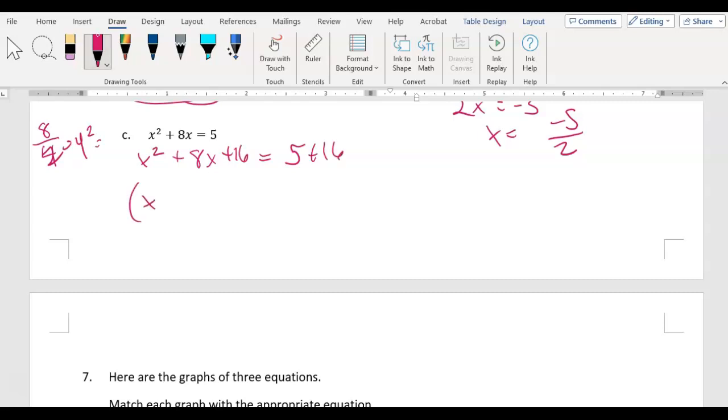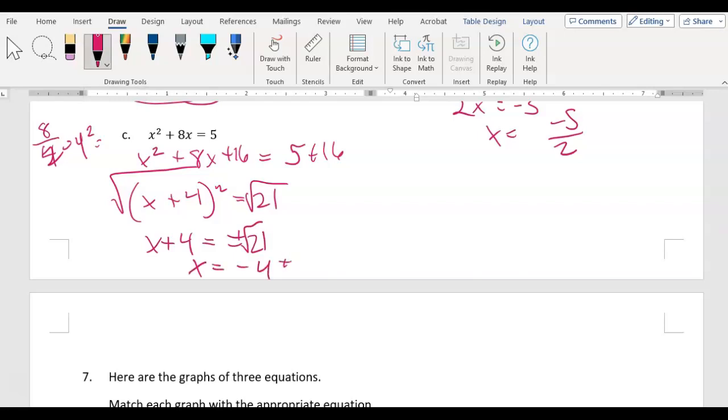And so now I get x plus 4 squared equals 21, and I can take the square root of both sides. Now I will get a number that is not a perfect square here, and that is okay. So you can still calculate this and get x equals negative 4 plus or minus the square root of 21 there by completing the square. If we use the quadratic formula, we'll get the same thing. So let me just show you that.